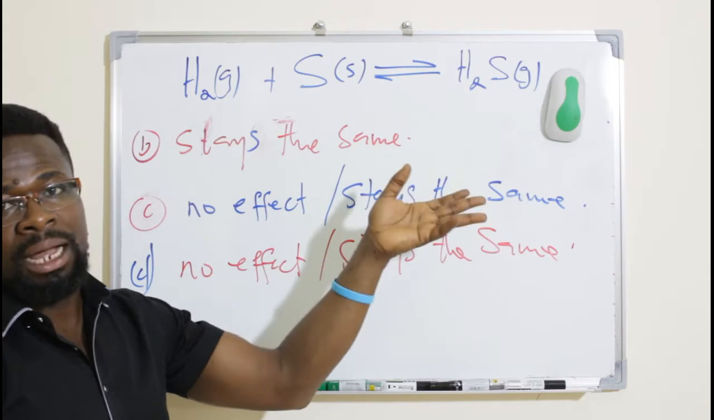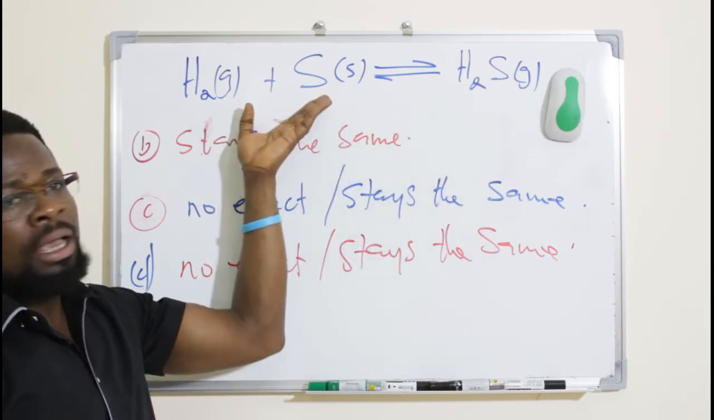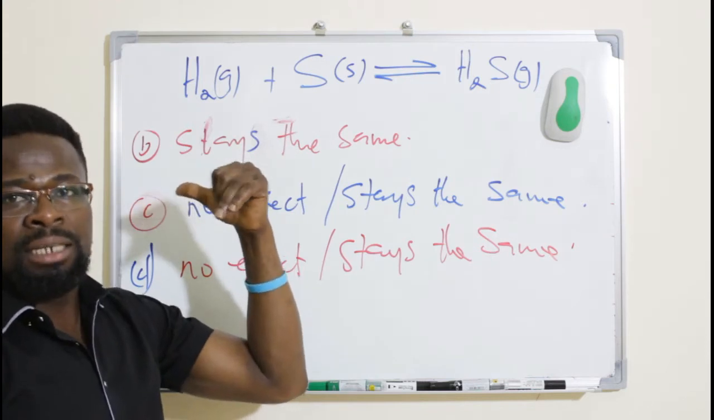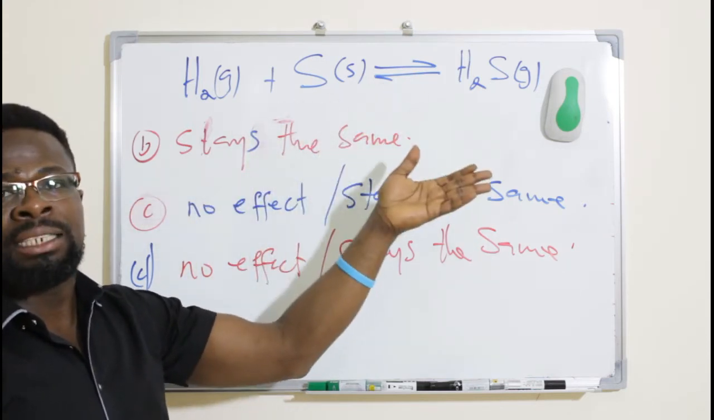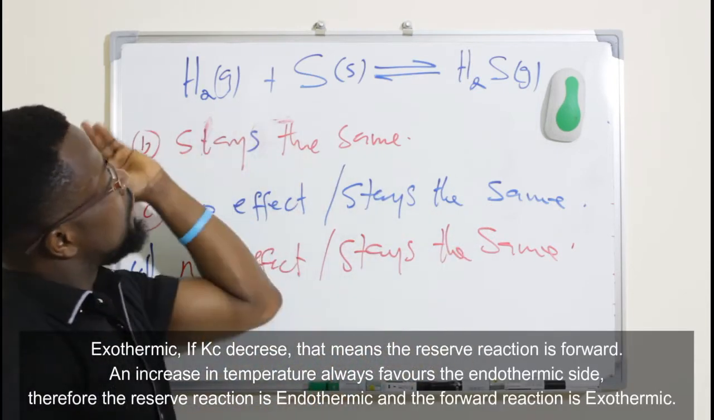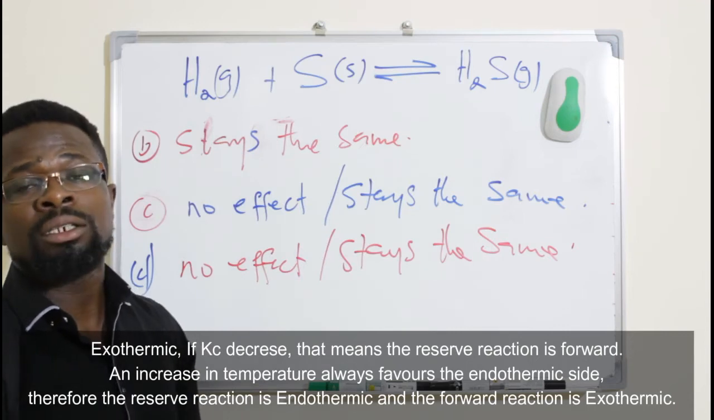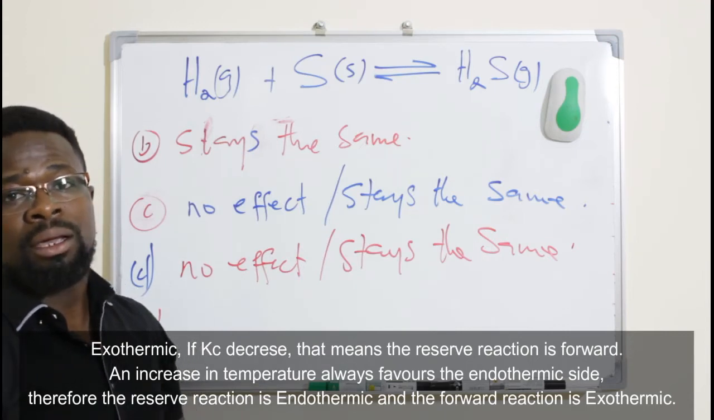an endothermic reaction. That is what we know, because if it is exo and the reverse is being favored, then it means what is being favored is the endothermic reaction. So if reverse is endo, it means the forward is also an exothermic reaction.